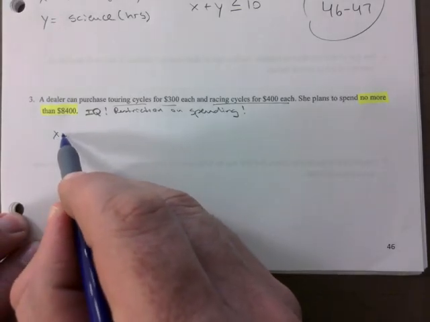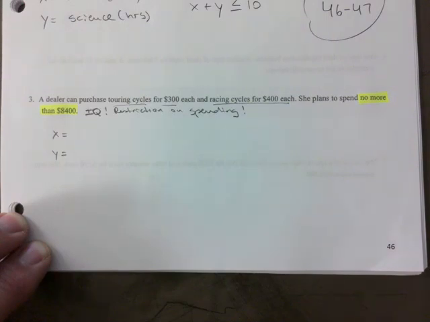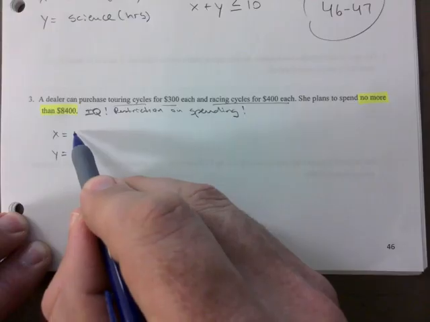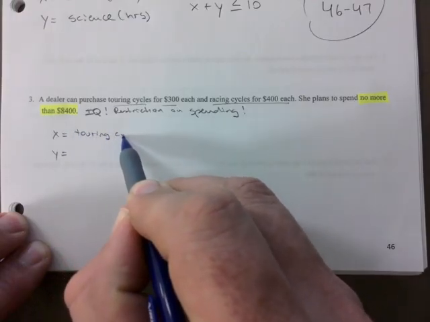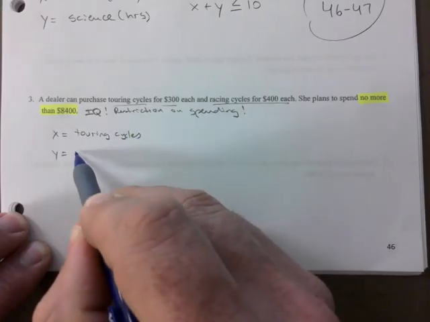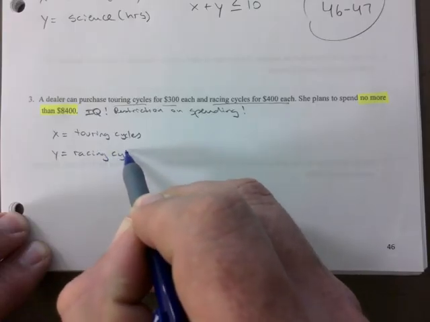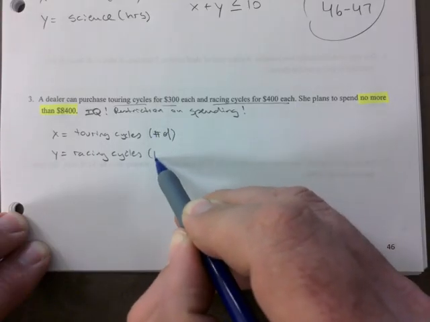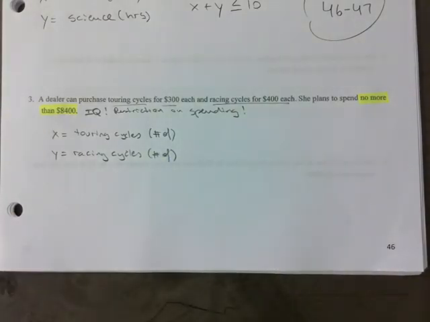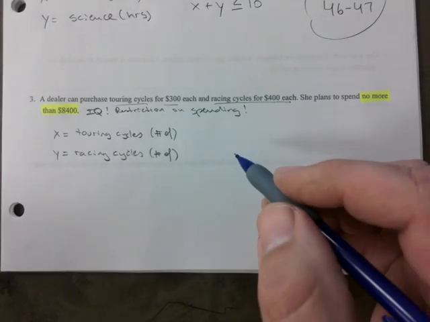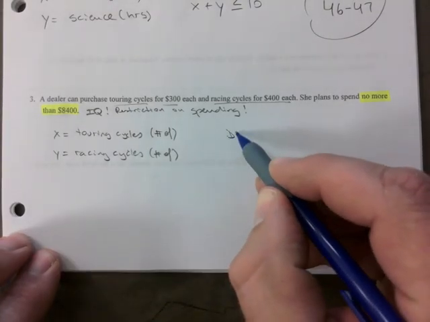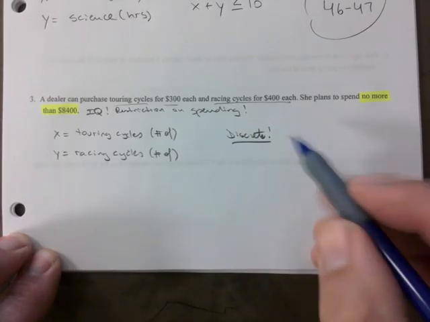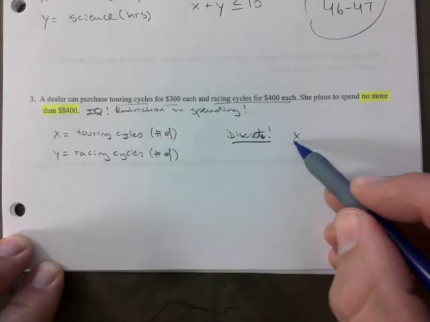So you have to get used to assigning variables. X would be what? Touring cycles. And Y would be the racing cycles, right? In each scenario, it's number of cycles, right? We can't have partial. So what kind of data are we dealing with? Discrete or continuous? This is discrete. Continuous is something that continues, like you can have decimals. This is discrete.